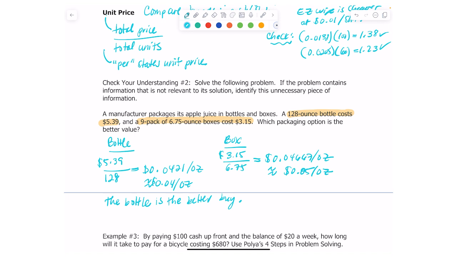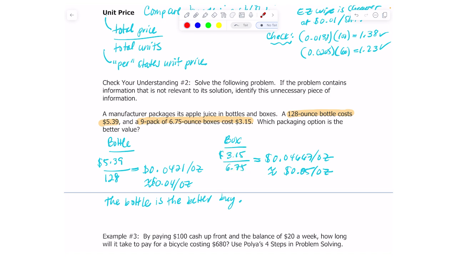Okay, and don't forget about the fourth step in Polly's method, which is check your answer. So to check it, I can multiply 0.0421 times 128, and it'll give me $5.39. And then 0.04667 times 6.75, and it'll give me 3.15.